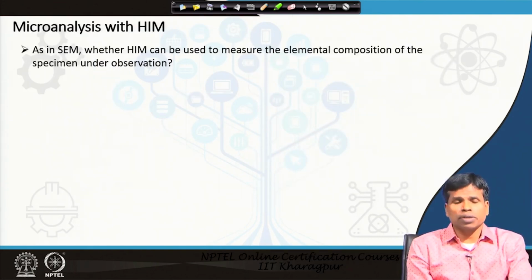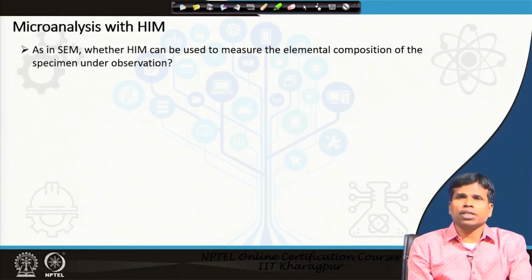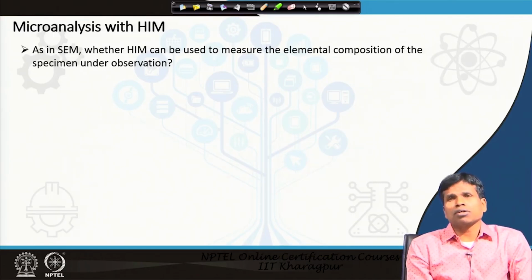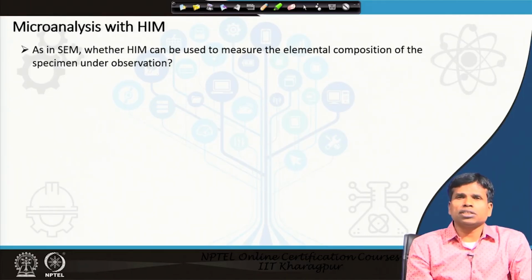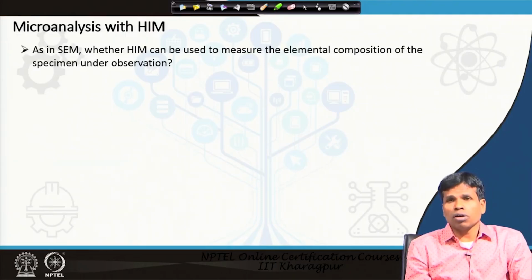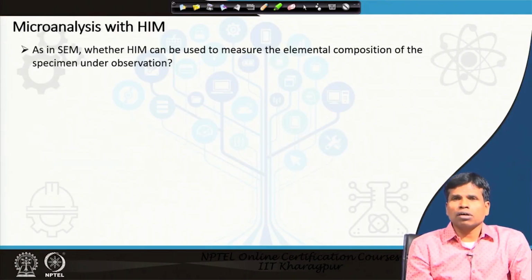Microanalysis means measuring the elemental composition of the specimen. It is very important. So, for all scanning electron microscopic techniques, in most cases an energy dispersive detector is attached, and that is used for measuring the elemental composition of the specimen. Because any operator or user would like to know what material he is studying under the microscope, whether it is gold or iron or anything. So, it is important to know the elemental composition of the specimen under observation.